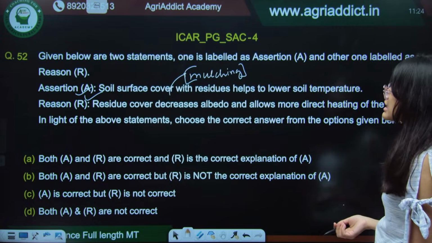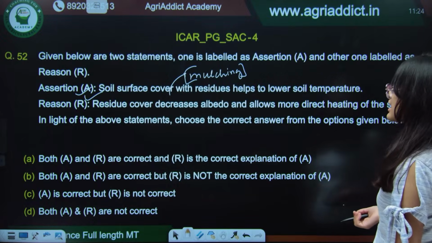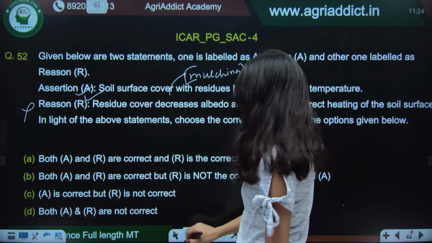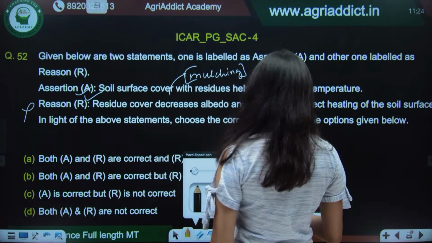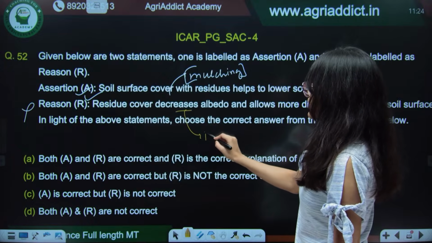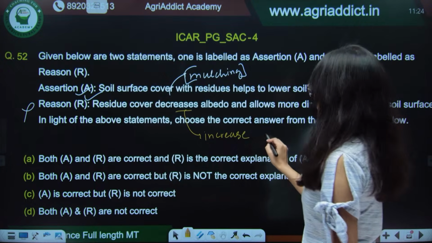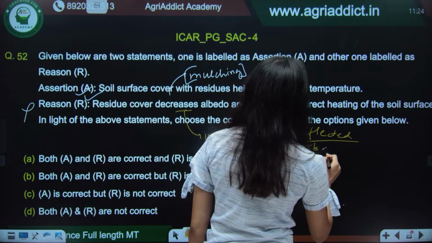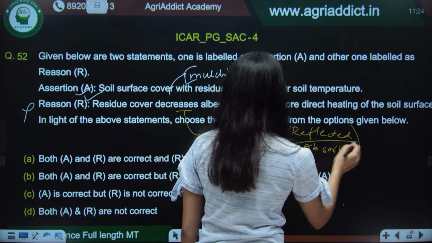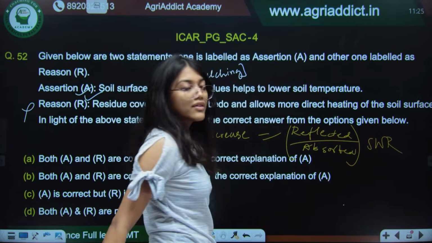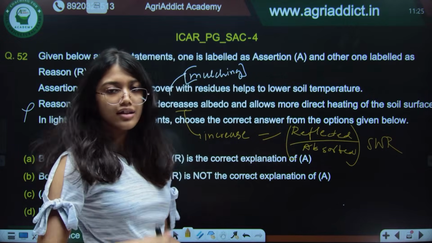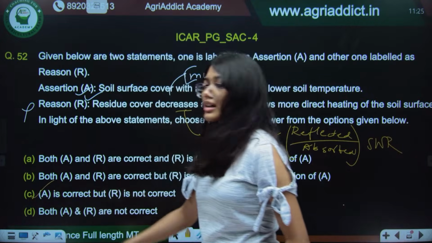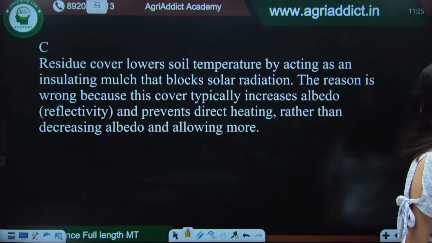Residue cover will decrease the albedo and it will allow more direct heating of the soil surface. That is completely a wrong statement, because albedo will increase. Albedo is what? Reflected by absorbed, and that too in case of short wave radiation. So if the albedo is more, reflection will be more and absorption will be less. So it is option C. A is correct, but R is not correct. Okay. Next.